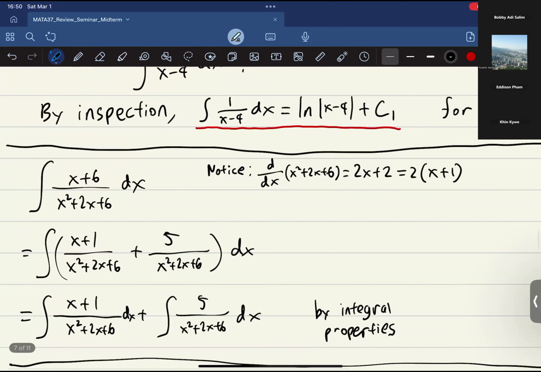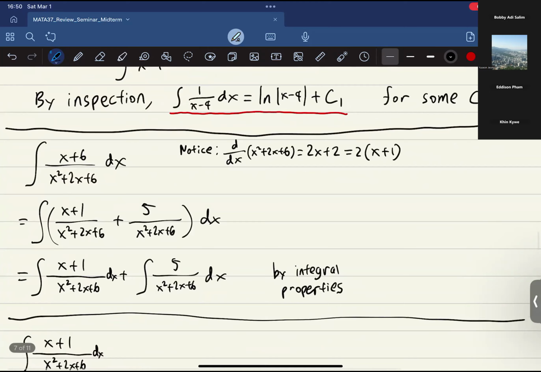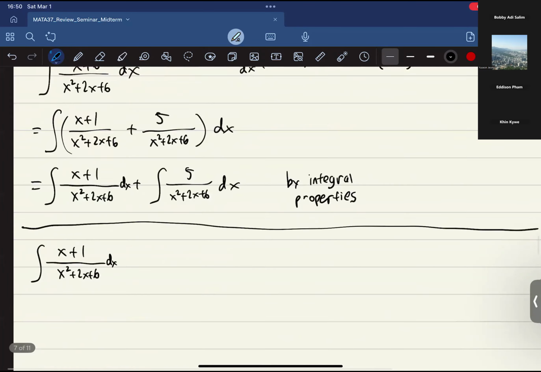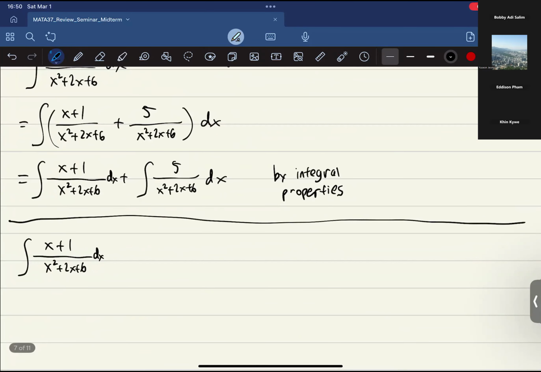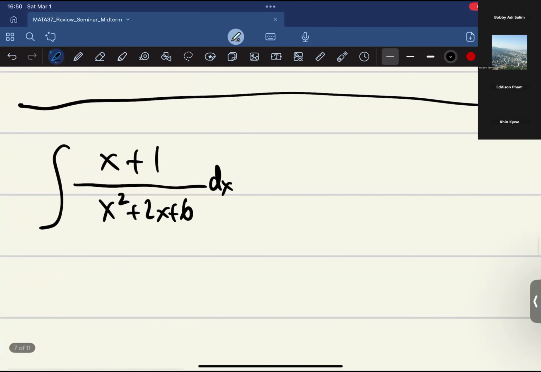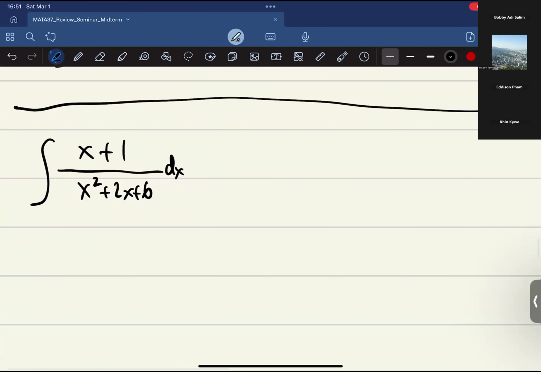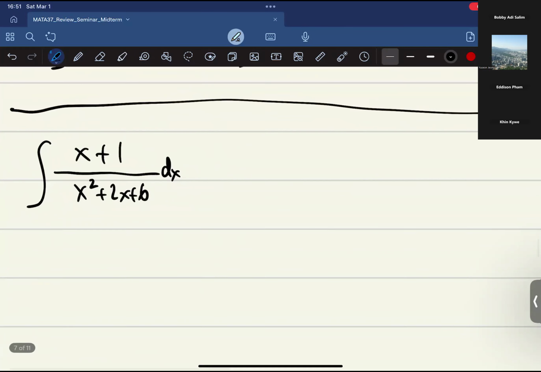And we want this derivative to cancel out in some way with the numerator so we can do a u-sub. So that's why we want x plus 1. Yeah, so we'll continue. Yes, some of you said we can multiply by 2 over 2, but I'll just do the u-sub first.